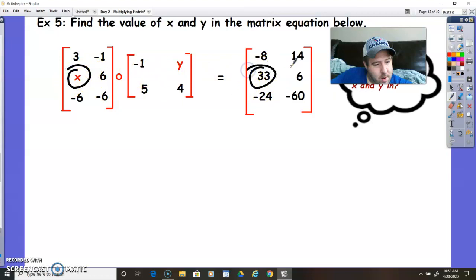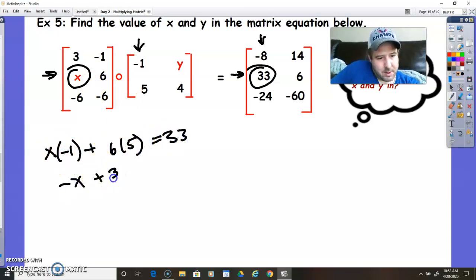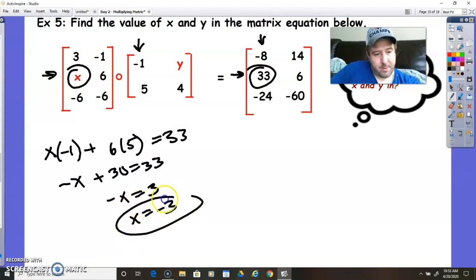So how do I find 33? To find 33, it happens to be in row 2, column 1. So I use row 2 times column 1. So that's x times -1 plus 6 times 5 equals 33. So that's -x plus 30 equals 33. Subtract 30 from both sides, and you've got -x equals 3, which means x equals -3. There's your answer. I can do the exact same thing for y.